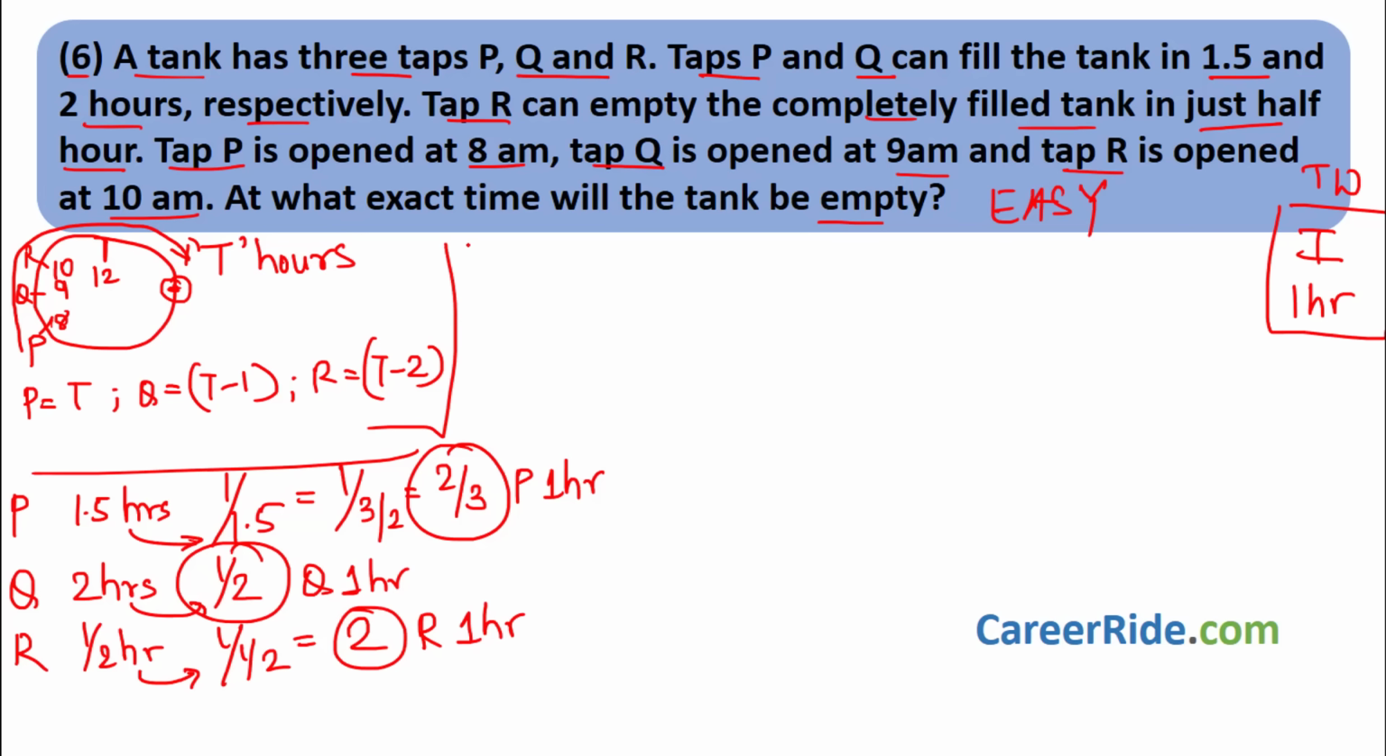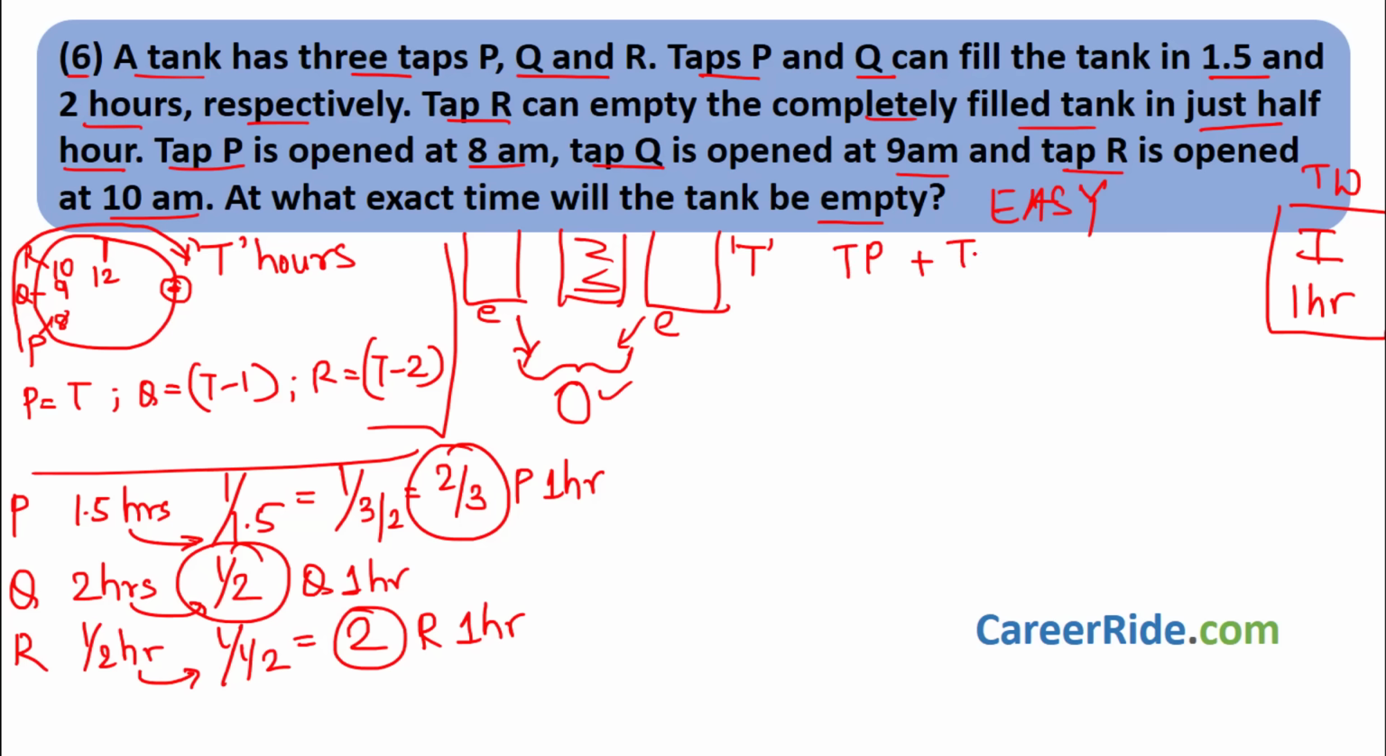Okay, now what have they given over here? There is a tank which is empty at first, then the taps are on, so some water gets filled, then after T hours the tank gets empty again. So initially it is empty, finally it is empty, the first and the last state are both empty, so the total work done is simply 0. There is no change. So the total work done by P plus the total work done by Q plus the total work done by R is 0.